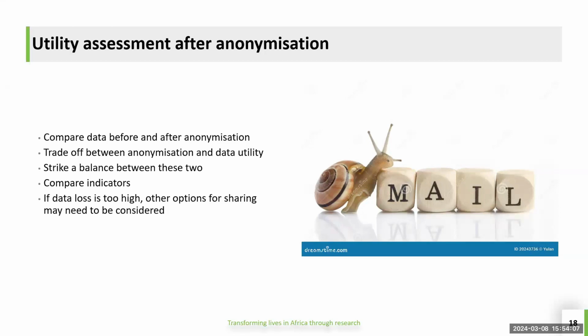Compare the indicators. How are they looking? Are they vastly different between before and after? If data loss is too high, other options for sharing need to be considered. So if you are anonymizing with the aim of making your data publicly available, but you find that the data loss is too high, consider other options, maybe restricted access, so that the utility of the data is preserved.